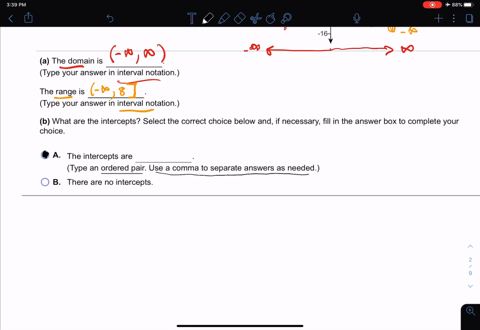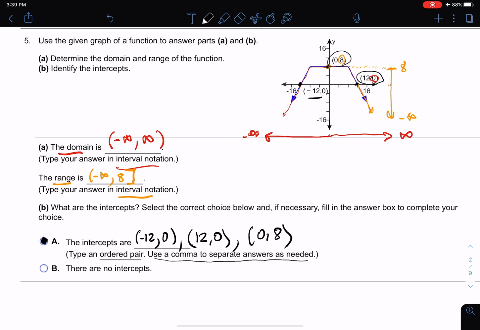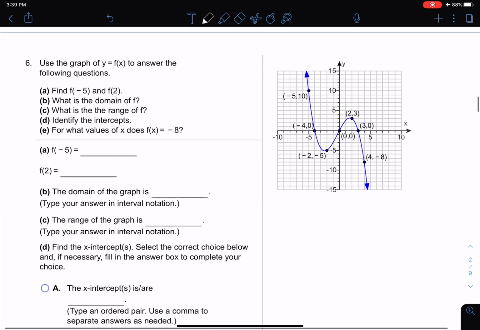So the intercepts are going to be, well, there's one right there, and that is negative 12. It said write it as ordered pair. So ordered pair is x comma y. So negative 12 comma 0. Separate your answers with parentheses. The next x-intercept is right there, which is positive 12 comma 0. And my y-intercept is this guy right here, where it crosses the y-axis, which is 0 comma 8. If you just put negative 12, 12, and 8, it would have marked you wrong because it said, please put it in ordered pairs. So sometimes those little details can be a little frustrating.